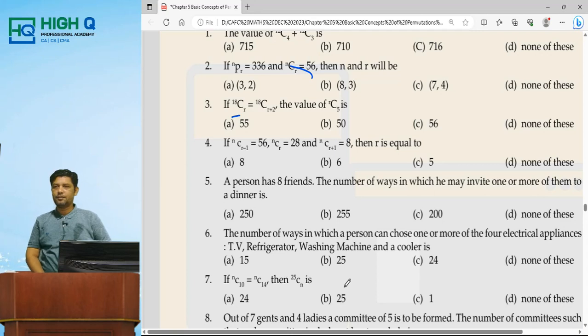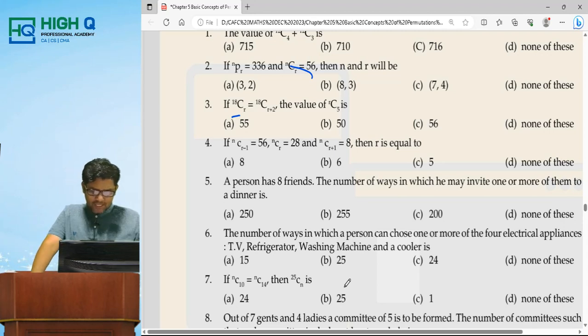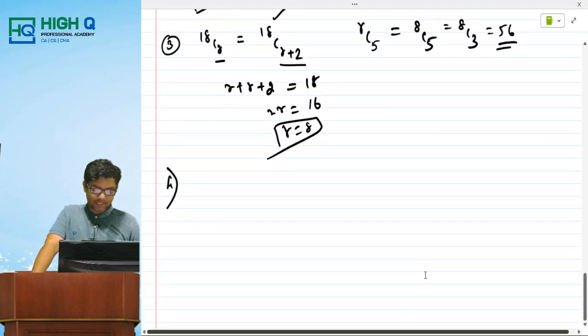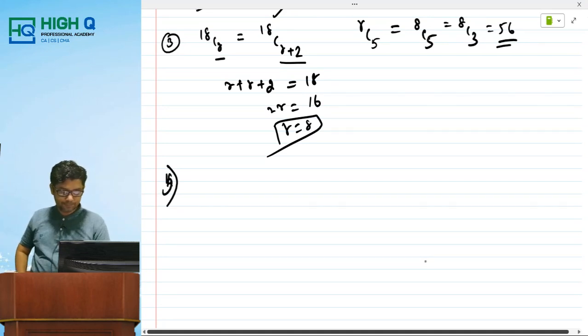Finished? A person has 8 friends. The number of ways in which he may invite one or more friends for the dinner. A person has how many friends, my dear? 8 friends.